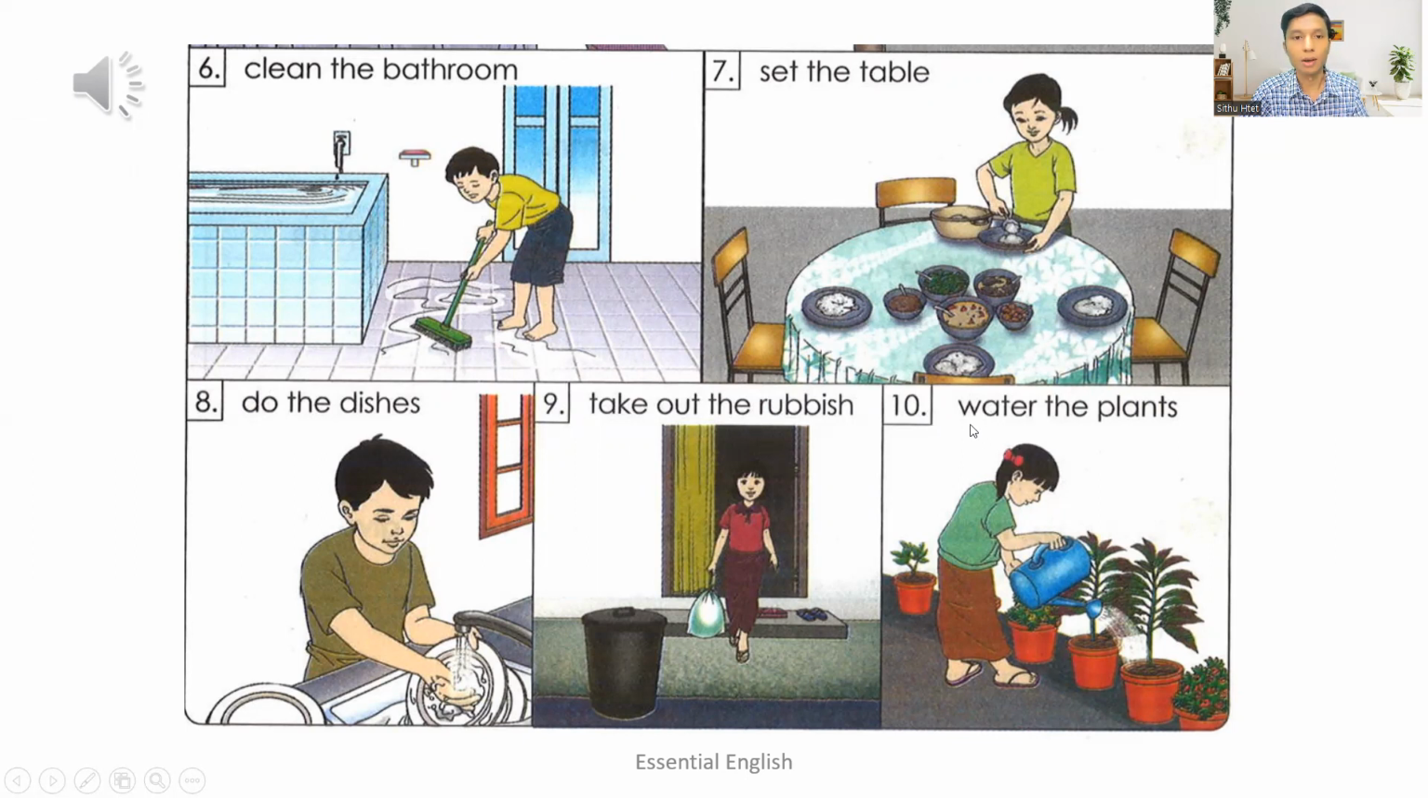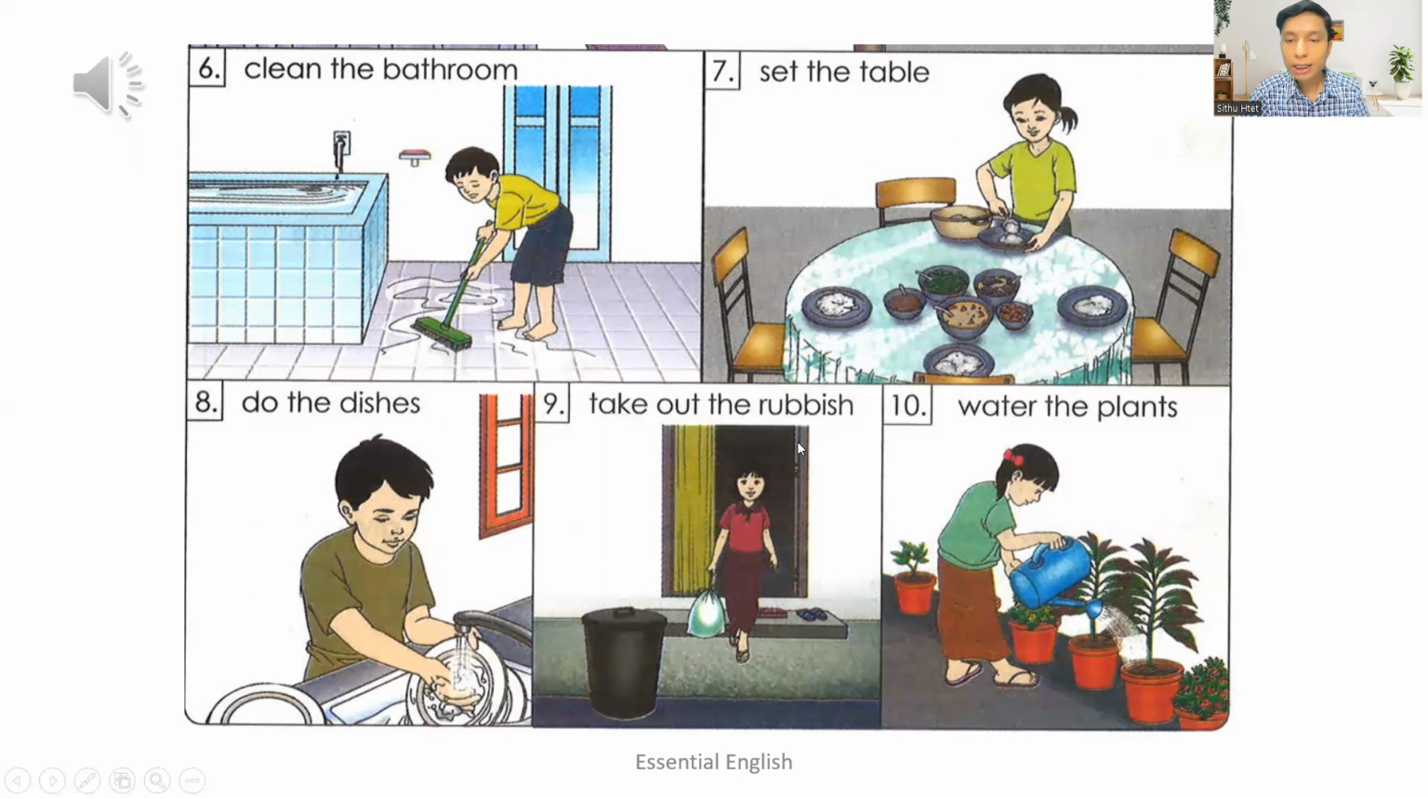Water the plants. If you look at this picture, you can see that the boy is cleaning the bathroom. This is the bathroom, and he's cleaning the bathroom. And she's setting the table. She put plates in the correct place and she's preparing dinner for the family. And he's doing the dishes. He washed the plates, so this is called doing the dishes.